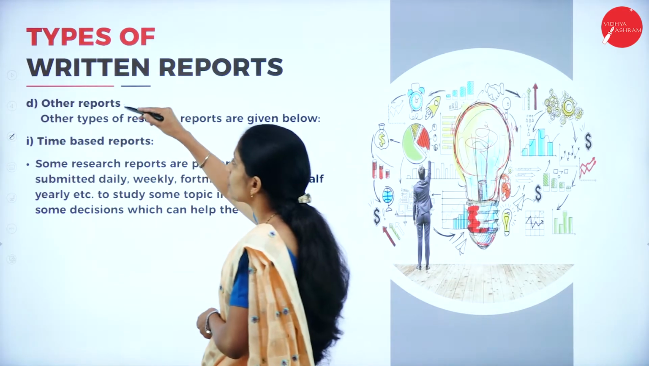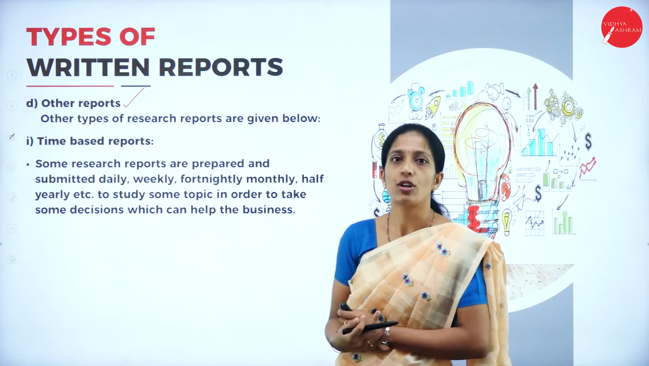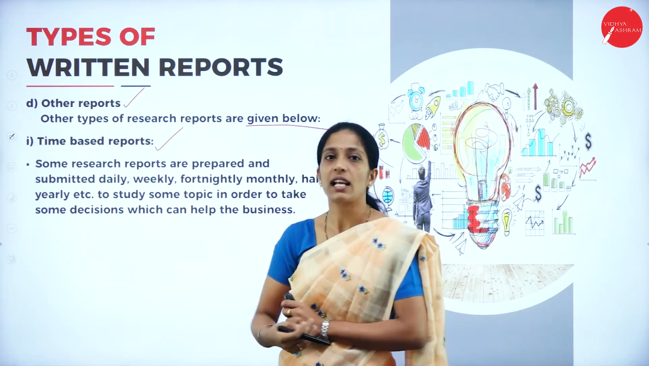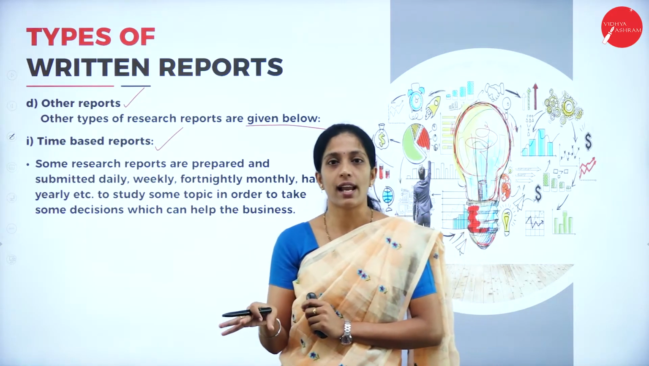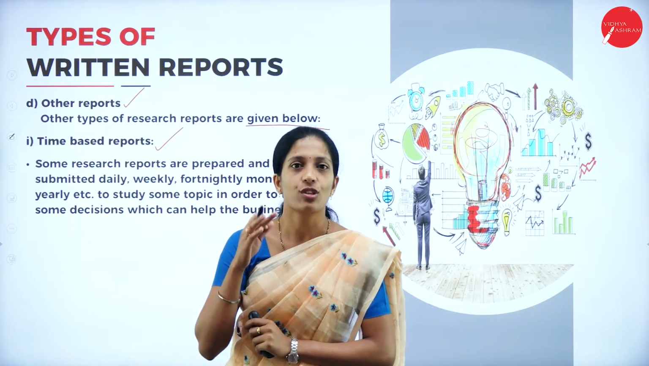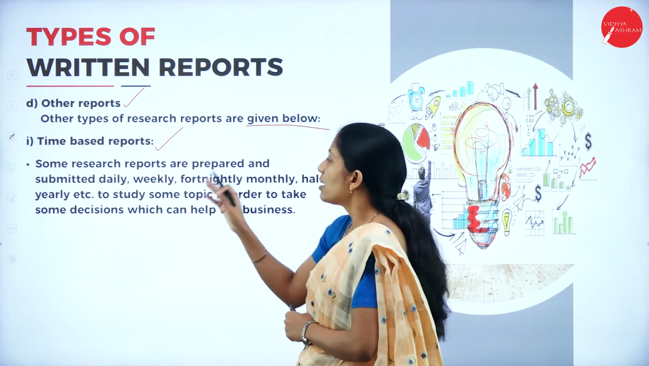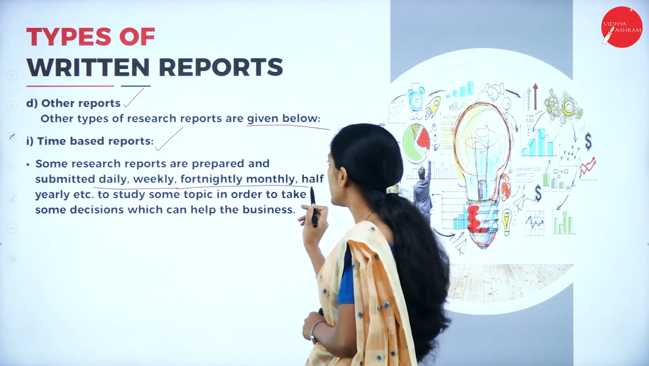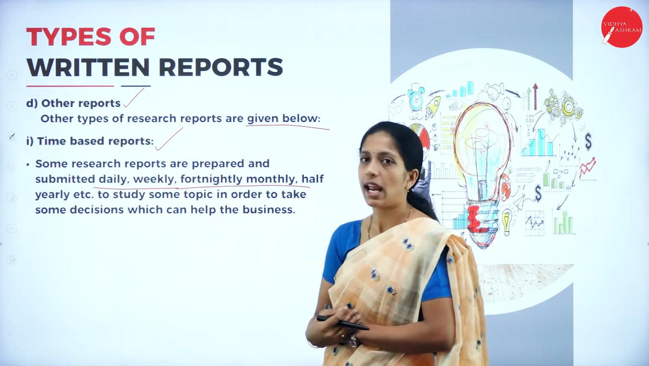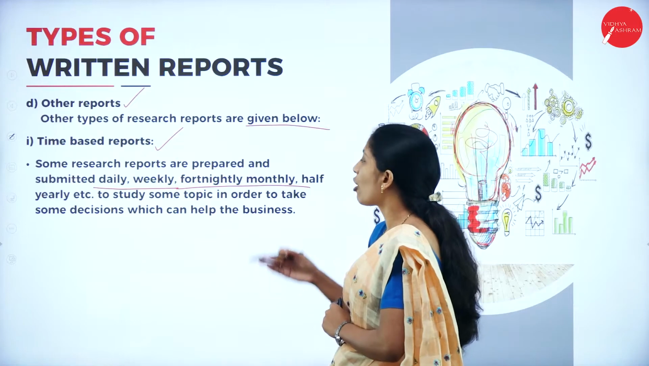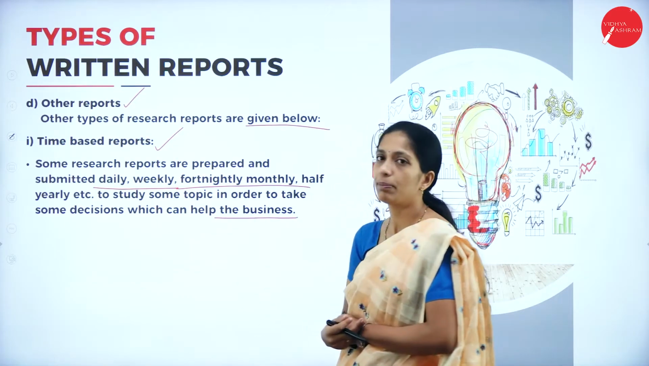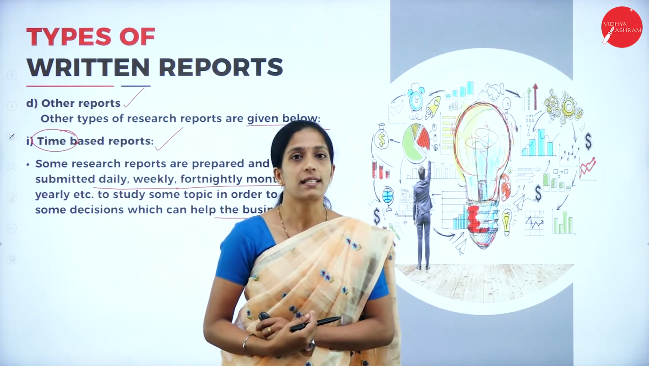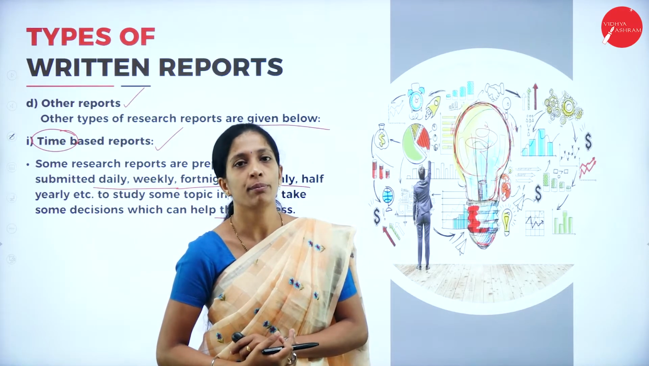Next, other reports. Under other reports, we have a few more types. Other types of research reports are given below. The first one is the time-based report. Based on the time taken in presentation of the report, that is known as a time-based report. Some research reports are prepared and submitted daily, weekly, fortnightly, monthly, half yearly, etc., to study some topic in order to take some decisions which can help the business.